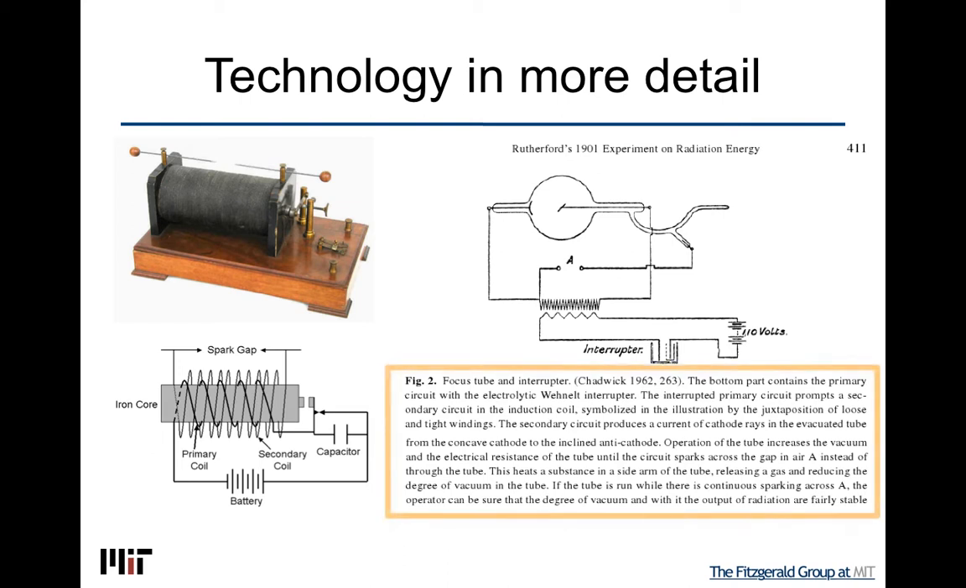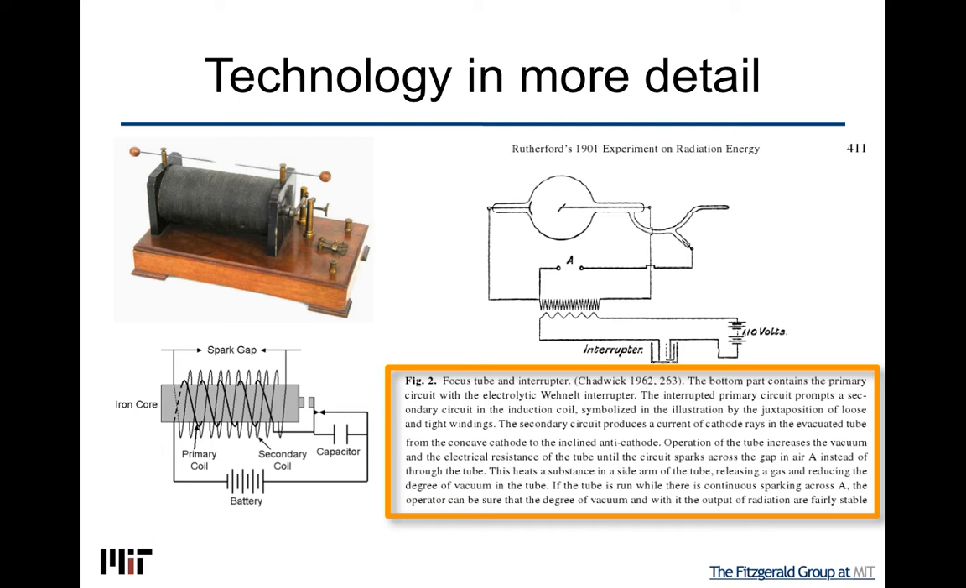Now, let's start on the right-hand side of this slide, and there's a text below. And I'm going to read this text first, and then we can talk about what this means. The text refers to the schematic drawing above it, which is of an X-ray tube, in this case a focus tube, and interrupter.